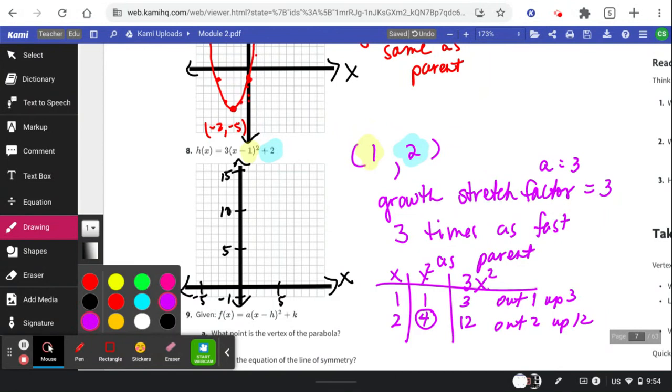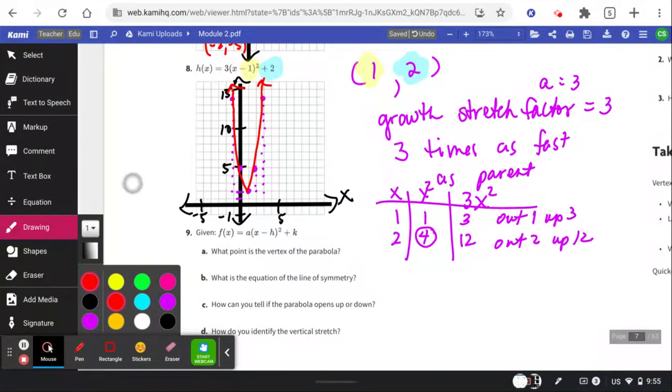We're going to go out 1, up 2. Here's my starting point. From there, we count the normal growth would normally be out 1, up 1. We're going to go out 1, up 3. And out 2, up 12. Reset back to the vertex, out 2, up 12. All right, mine looks better. You could have left yours alone. It's up to you. Connect that graph.